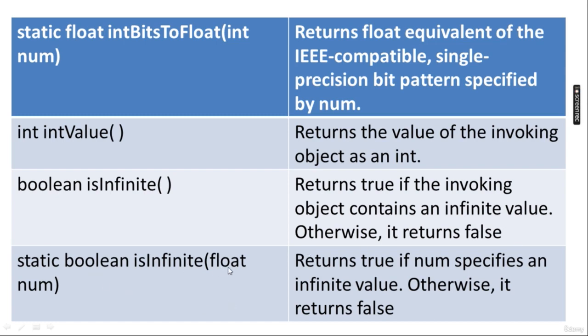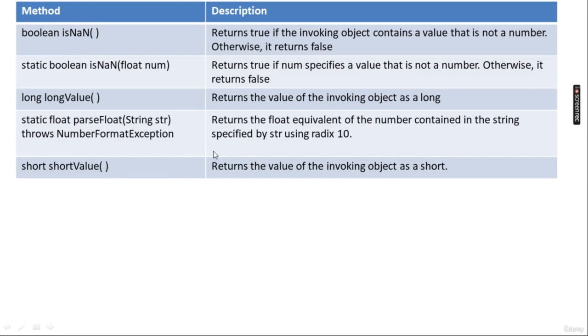Static boolean isInfinite(float number) returns true if number specifies an infinite value, otherwise it will return false. Boolean isNaN returns true if the invoking object contains a value that is not a number, otherwise it will return false. Static boolean isNaN(float number) returns true if number specifies a value that is not a number, otherwise it will return false. longValue returns the long value representation.